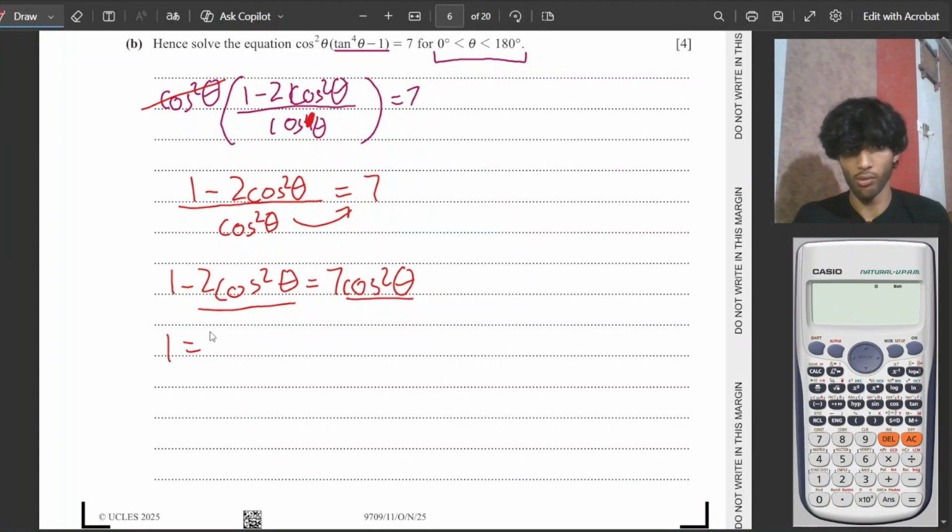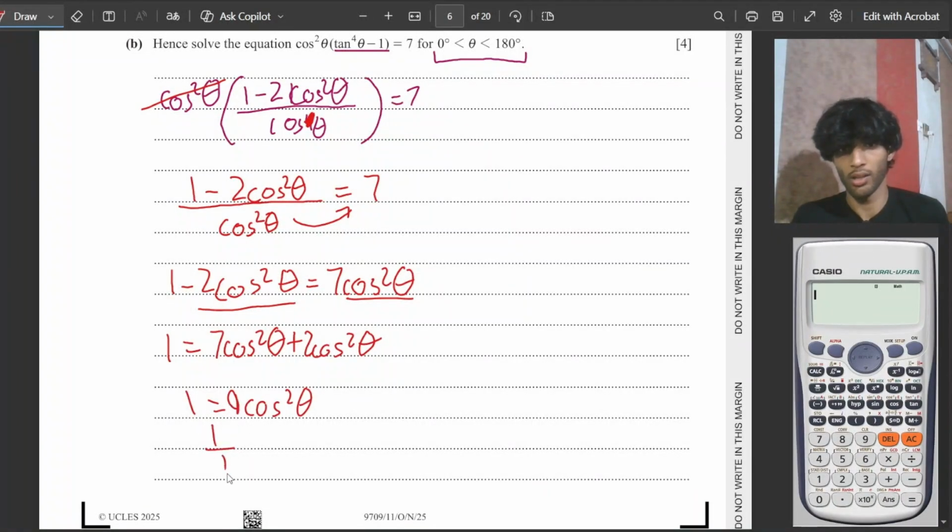So 1 is equal to 7 cosine squared theta plus 2 cosine squared theta. And now I can add them up so they become 9 cosine squared theta. And I can take the 9 to the other side. So 1 over 9 equals cosine squared theta. And then what I can do is I can basically take this square to the other side.